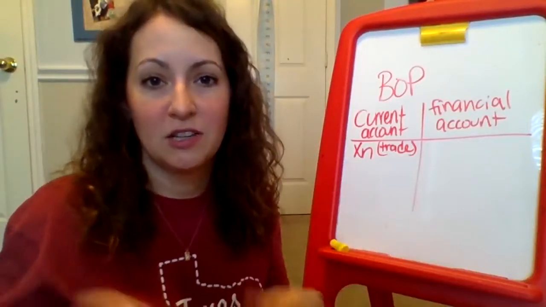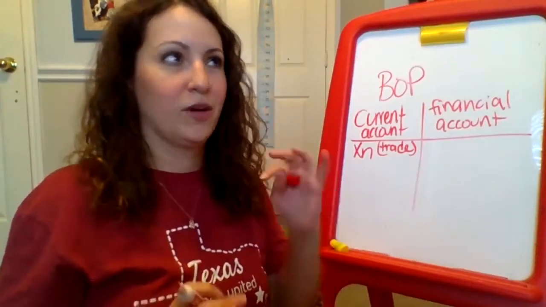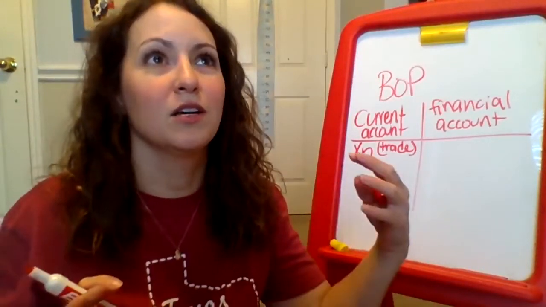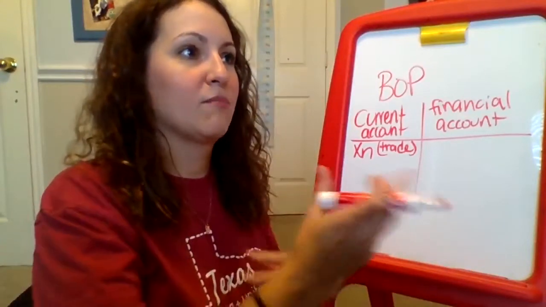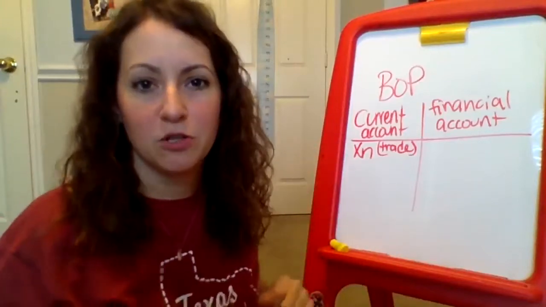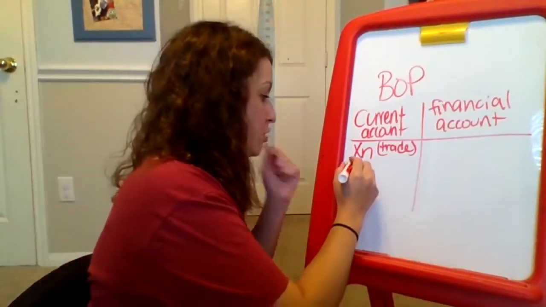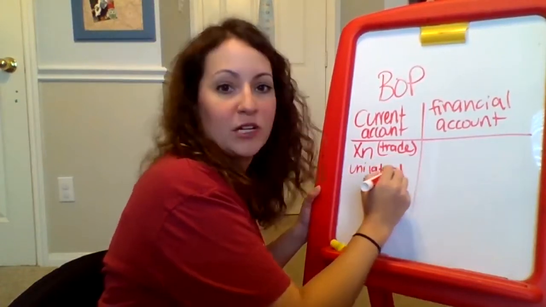If you have a trade deficit like the United States, you don't have enough goods, so you are buying more of others. You're importing more than you are exporting. So all trade goes in your current account. All unilateral transfers, that's just a one-way transfer of money.